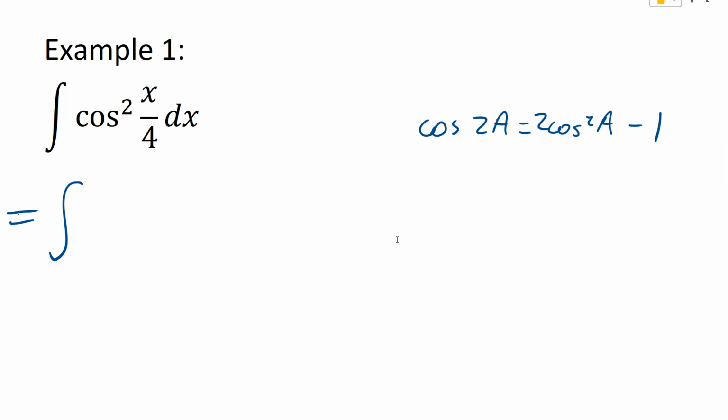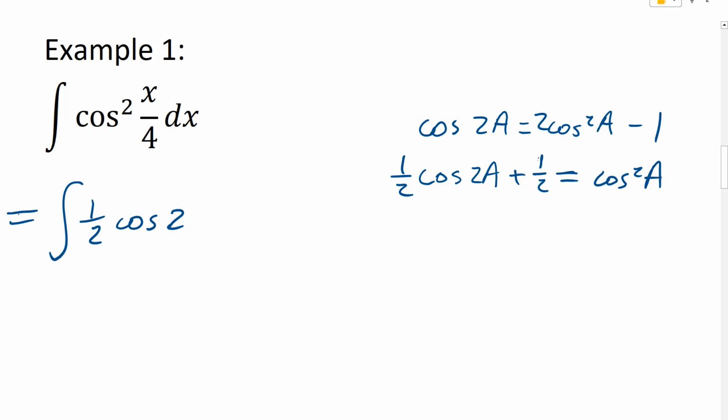Except we just need to get the cos squared by itself. So we add 1 to both sides, and then how do I get rid of that 2? Divide everything by 2. Okay, so I rearrange that one to get cos squared a by itself. So I'm going to substitute that in, and it's going to be easy to integrate because there's no powers.